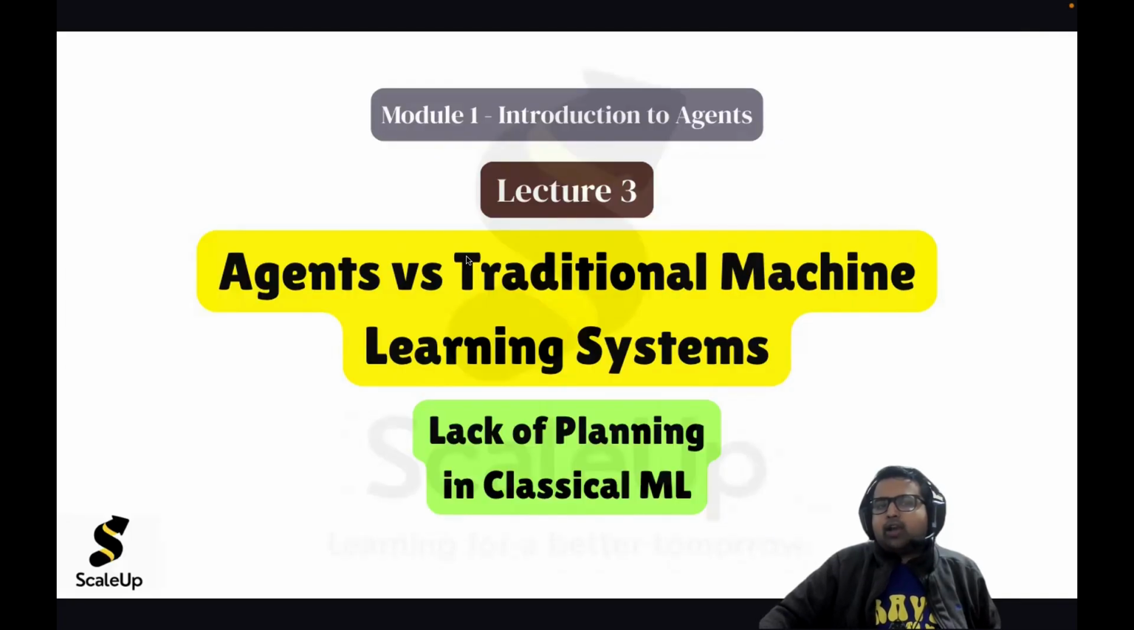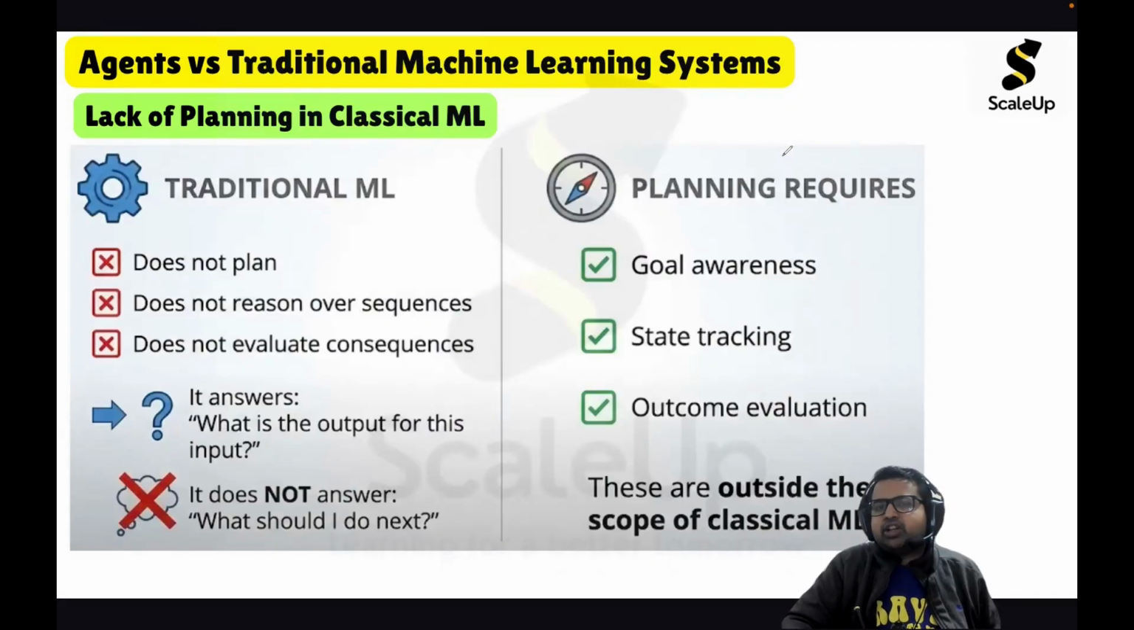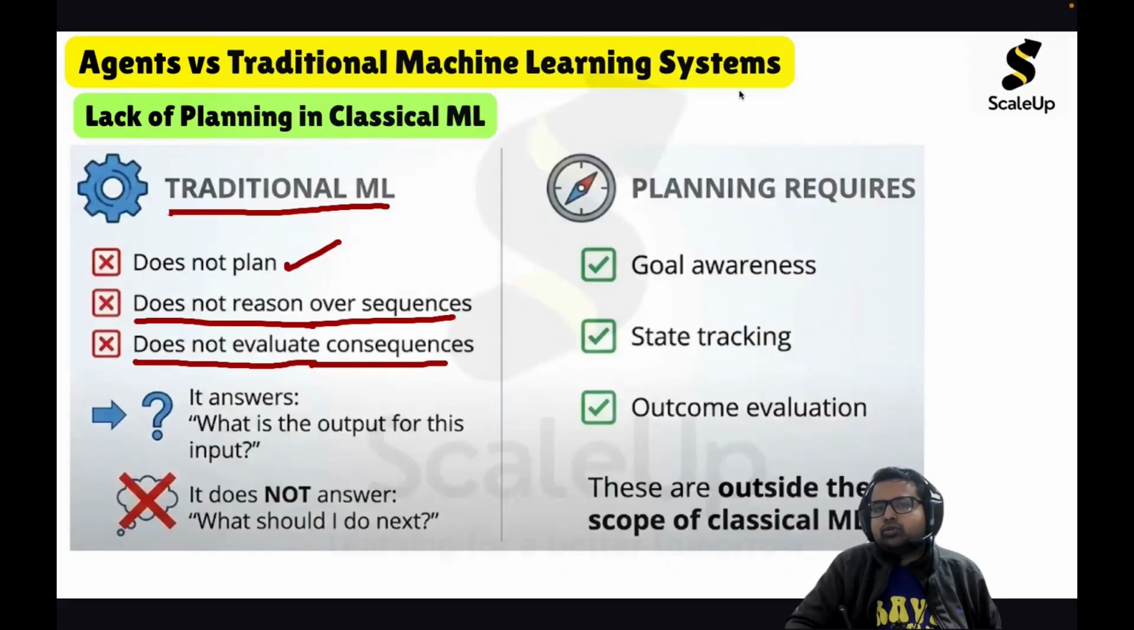Adaptation. Lack of planning in classical machine learning. If we talk about traditional machine learning systems, they just do static inference. They do not plan. They do not reason over sequences. They do not evaluate consequences. So they're very static in nature. Traditional machine learning systems can just generate the output for the input. They cannot answer what should I do next. It's very passive in nature.